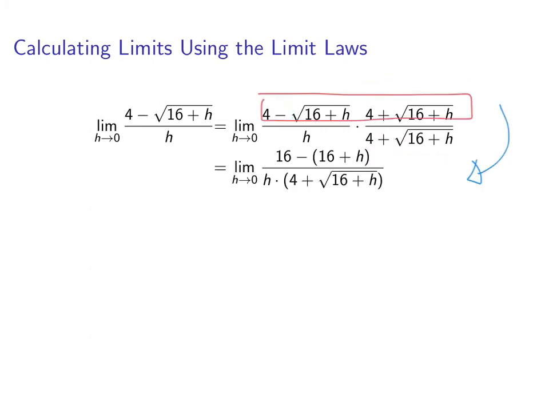Okay, so if we multiply out the top, then the top ends up being 16 minus 16 plus h, all over h times the quantity 4 plus the square root of 16 plus h. So we got the top because that's a difference of squares.